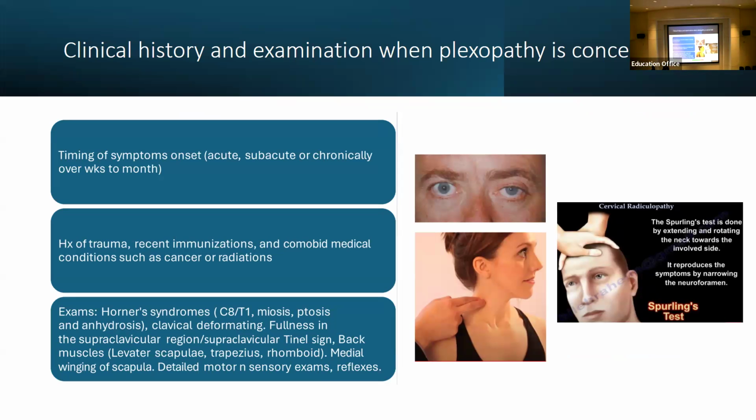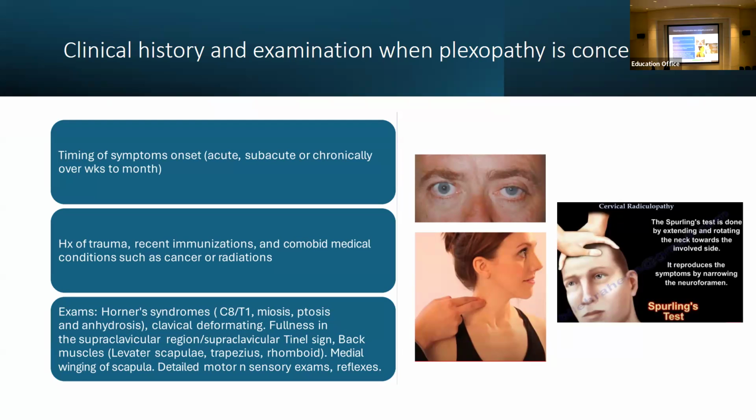So when you're concerned about plexopathy, you want to get a detailed clinical history and do a more detailed physical exam. By the timing of the symptom onset, you want to know whether it's acute, subacute, or even chronic. You want to see whether the patient has any history of trauma, recent immunization, or comorbidities such as cancer or radiation treatment.